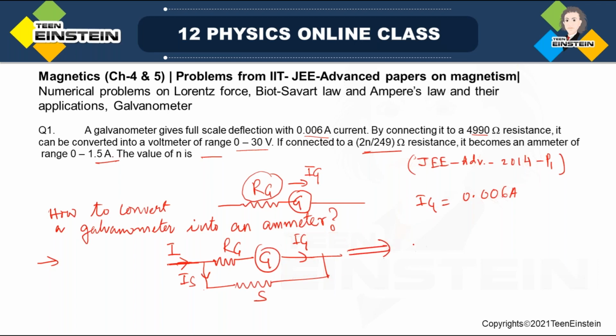Look, since this S is the shunt resistance, the voltage across both the galvanometer and this shunt will be the same. So I can write Ig into Rg, which is the voltage drop across the galvanometer, that will be exactly equal to the voltage drop across the shunt. And shunt resistance I have taken as S. So Is into S.